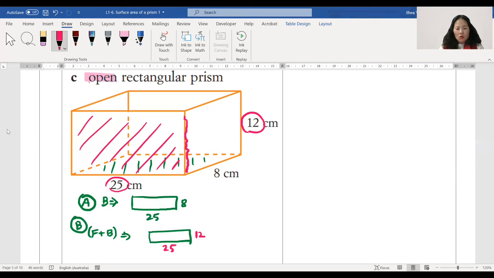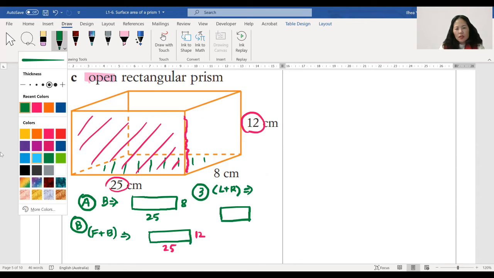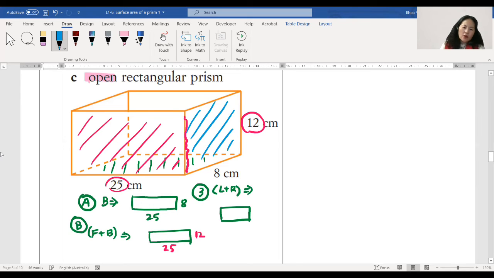The third type of rectangle is the left and right one, isn't it? Left and right. So if I sketch another rectangle and I'm looking at my right, that's 8 here, and that's 12 again.